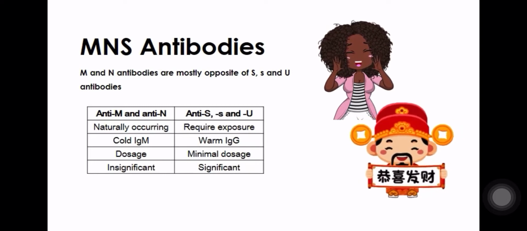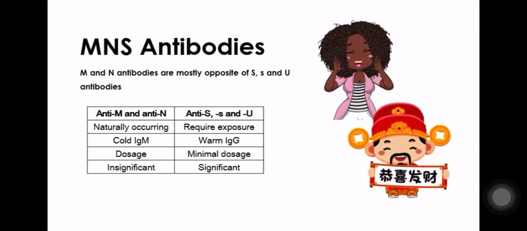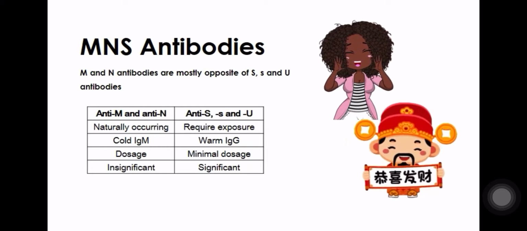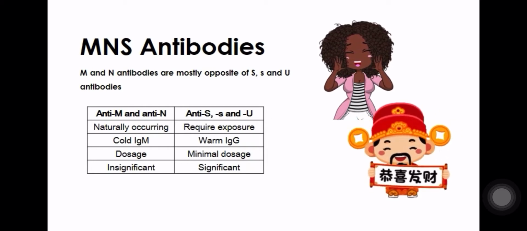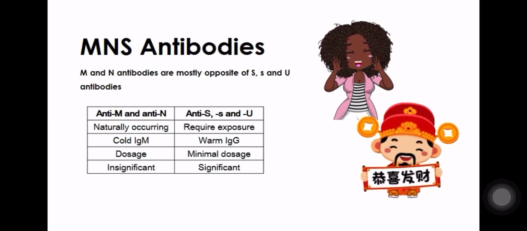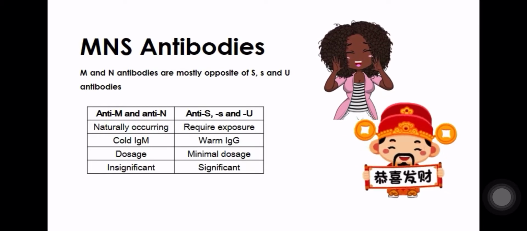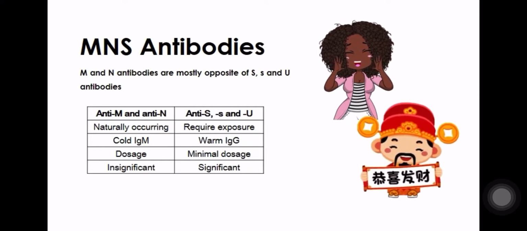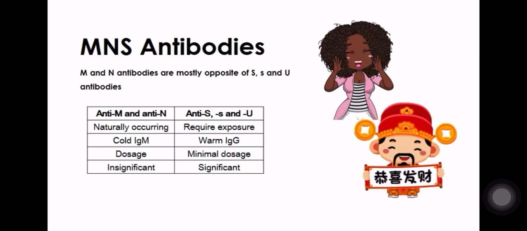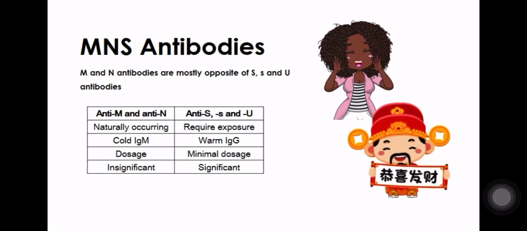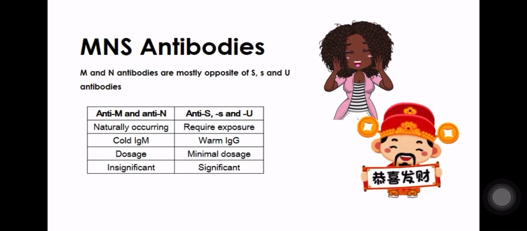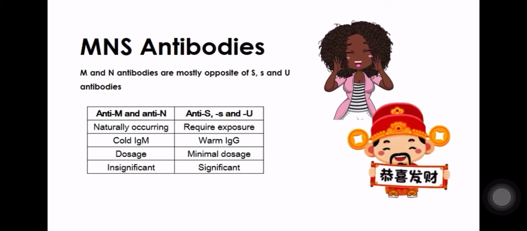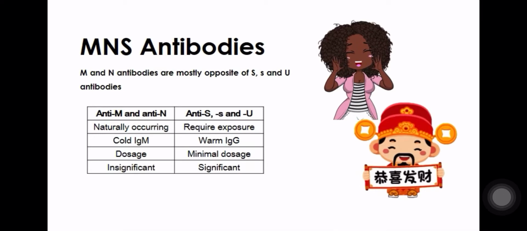Now, anti-M and anti-N can usually be ignored unless they are reactive at 37 degrees Celsius. The effect varies by enzyme, but enzymes generally decrease all M and S antigens except U. So for M and N antibodies, they are mostly opposite of S and U antibodies. Characteristics of anti-M and anti-N: they are naturally occurring, unlike anti-S and anti-U, which require exposure.